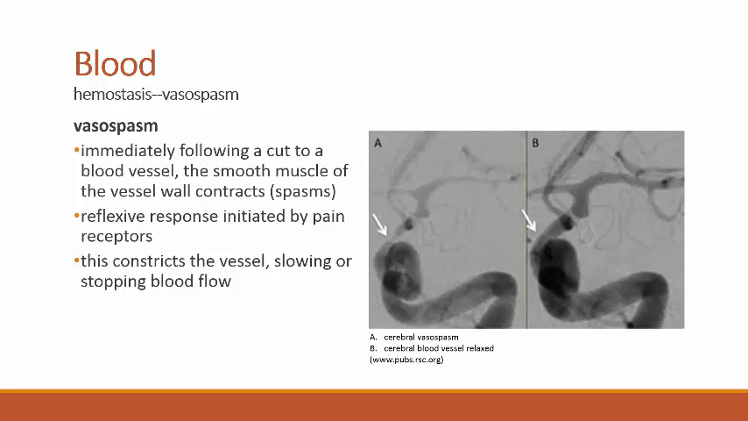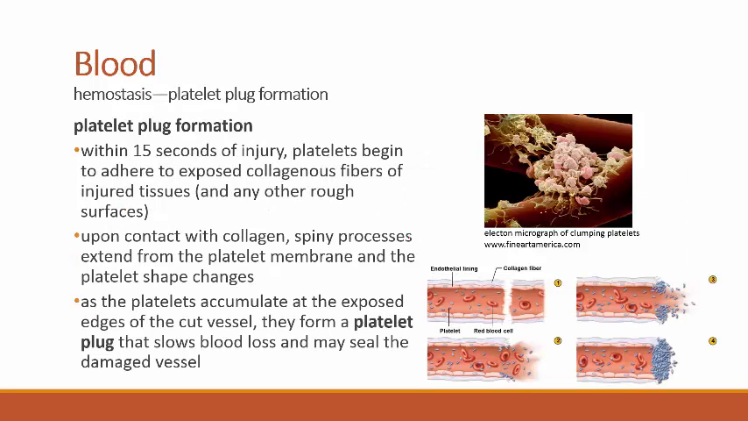And so here is an image of a blood vessel in the brain, and here it is relaxed. So what we're looking at is this area right here, and this is what it looks like if that blood vessel spasms. And so you can see how much smaller the blood vessel becomes as a result of vasospasm. So if that doesn't stop the flow of blood, then the second step is platelet plug formation.